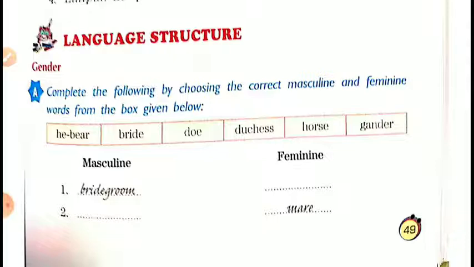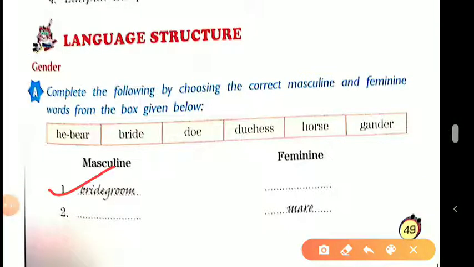Now, in this exercise, students, there are certain words given in the box and we need to complete the following by choosing the correct masculine and feminine words from the box given below. So, students, our first word is bridegroom and it's in masculine gender. And the feminine gender of bridegroom is bride. Bridegroom, bride. Dulha, dulhan. Hindi we call this.